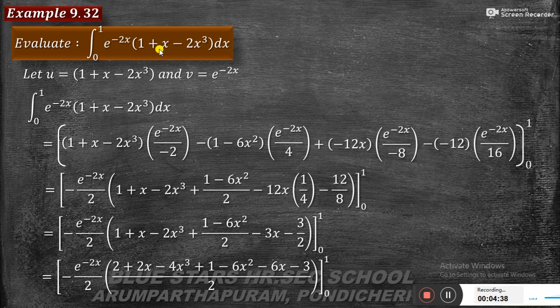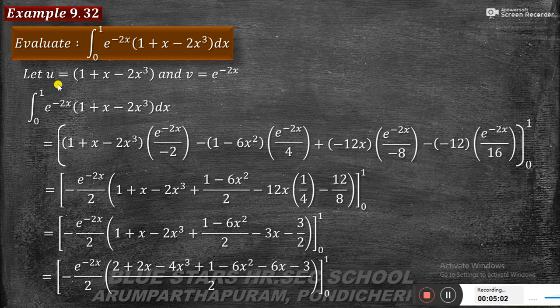So I write the given integral. Now I apply Bernoulli, because here there are two functions: one is 1 plus x minus 2x cube, another is e power minus 2x. So I write u equal to 1 plus x minus 2x cube, v equal to e power minus 2x. That means we consider the x terms as u, and the trigonometric or exponential term as v.